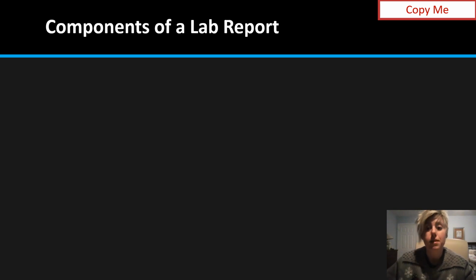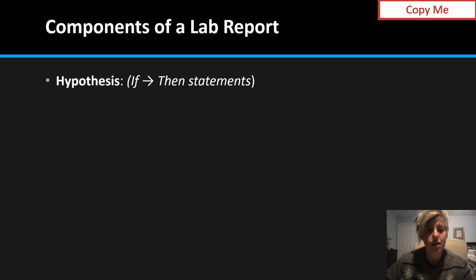Components of a lab report. This is a lab exam. That means you are writing a lab report, which we've done a lot of in class. The first thing is you have your hypothesis, which is your if-then statement. We've been doing a lot of hypotheses in class, and one of the things with our hypothesis is that it is not a guess. It is going to be based on what you're doing in the experiment. So your hypothesis is more like a guideline: if you do X, Y, and Z, I am going to have this result.